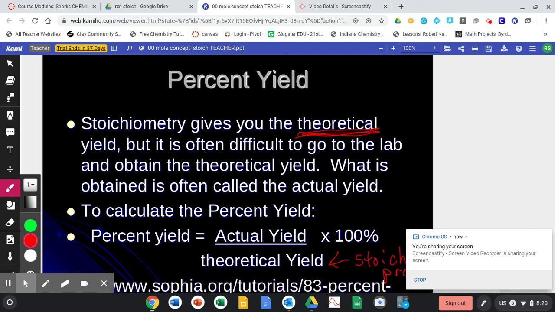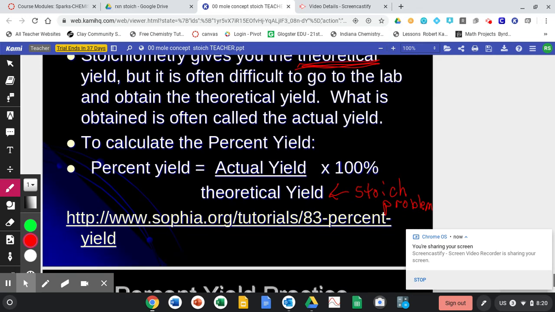To calculate it, the percent yield is equal to the actual yield divided by the theoretical yield times 100. By the way, this is exactly how your grade is calculated. It's what you actually get on the test over the theoretical possibility of what all the points add up to be. And we do find the theoretical yield using a stoichiometry problem.